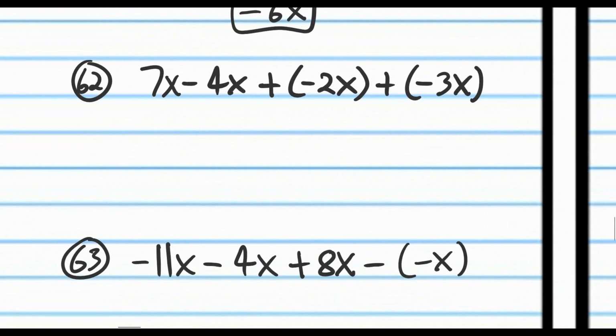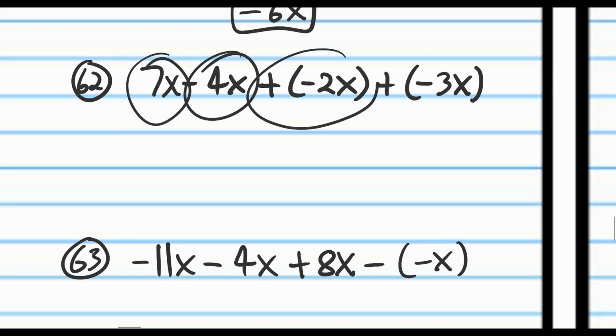All right, number 62. Now we've got 4 numbers, four terms. These are called terms, by the way. The first term, the second term, the third term, so on and so forth. So why don't you try 62, and when you come back, we'll do it together.